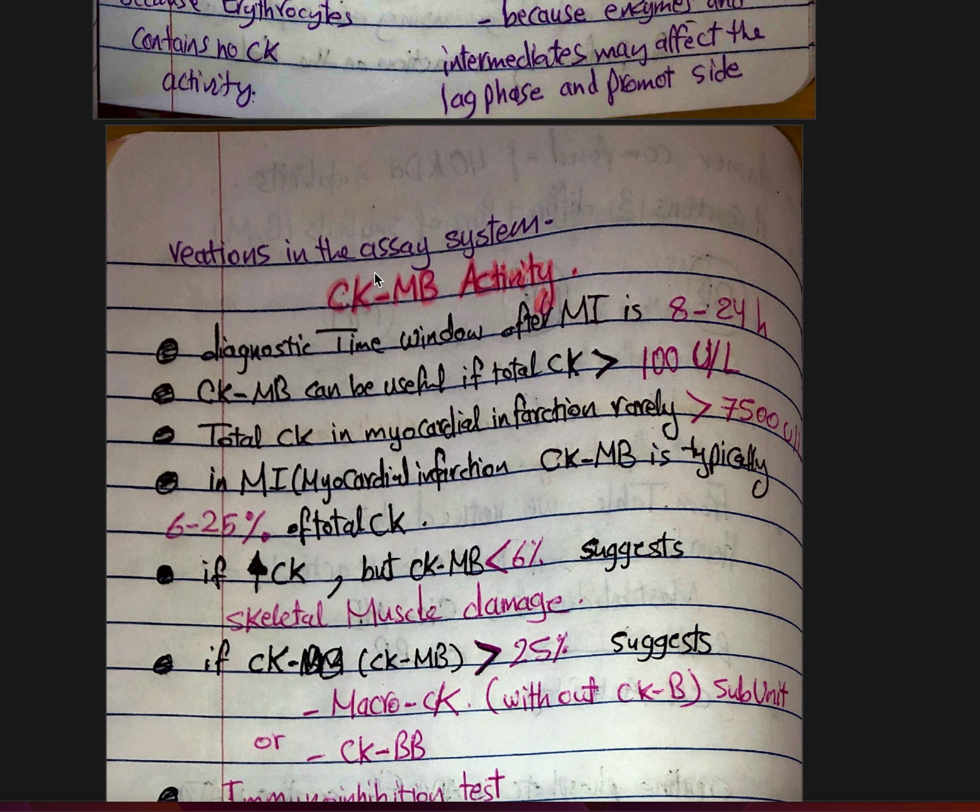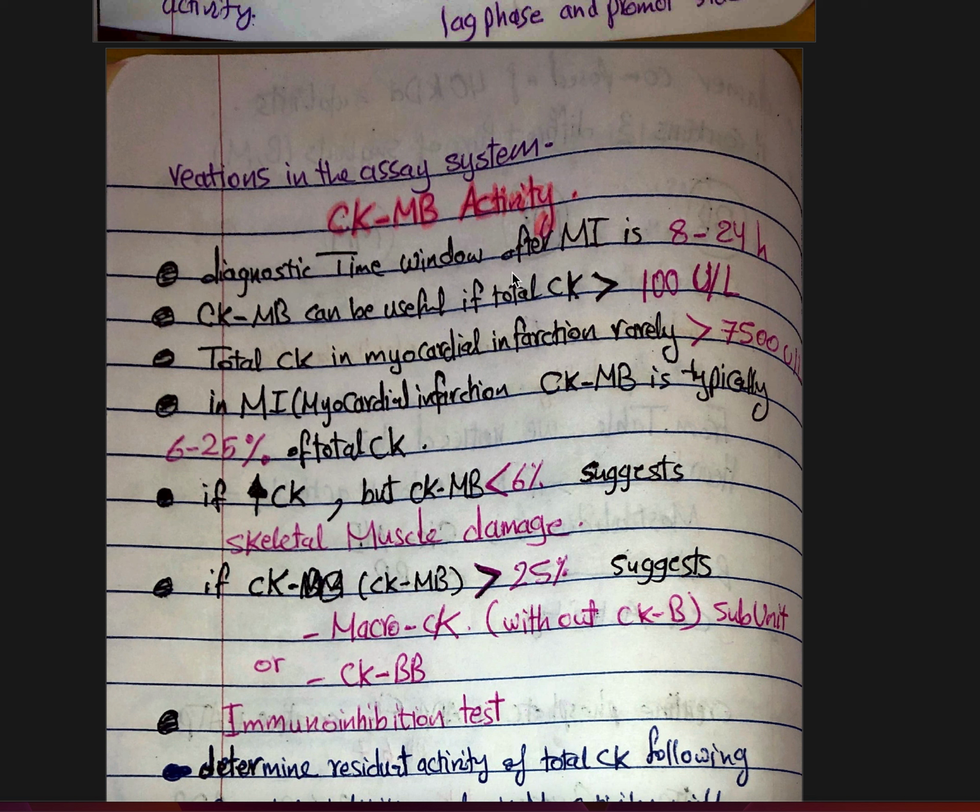Now we're talking about the hybrid isoenzymes, which is called CK-MB activity. The diagnostic time window after myocardial infarction is 8 to 24 hours. So we should diagnose it within this time window, between 8 hours and 24 hours. CK-MB can be useful if the total CK is more than 100 units per liter. So that's why we can say it's not specific, because it is affected by the total CK.